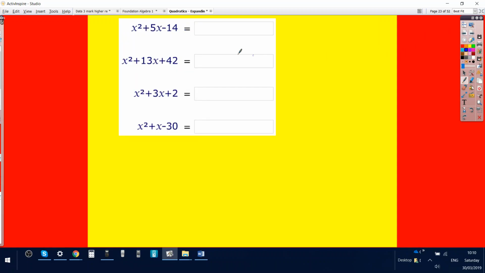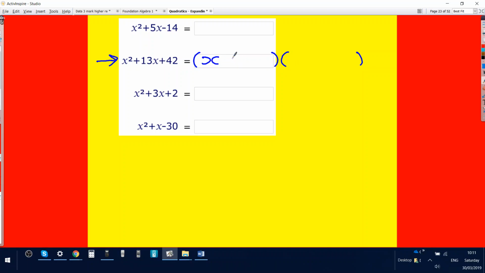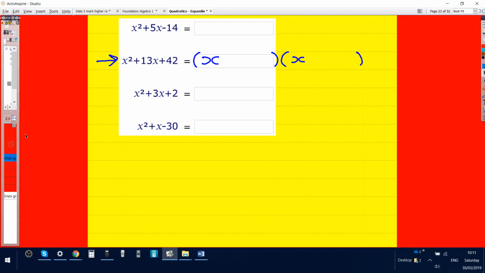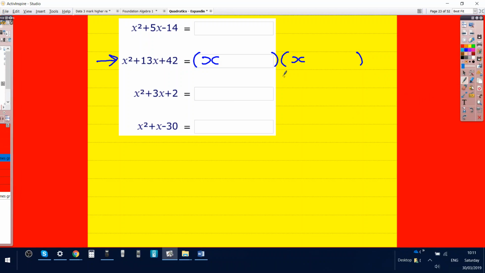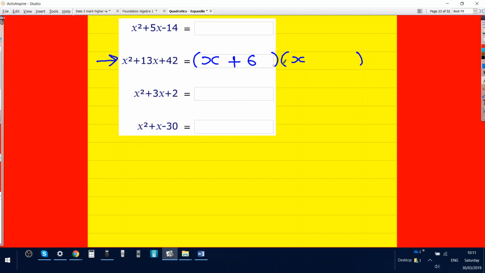What if you had to work in reverse? You had to figure out what brackets it came from. Any idea how you do that? There would definitely be x's in them. So you need to work out what you times together. I usually work out what you get together to times by 42. So that could be 6 and 7. So it'd be x plus 6 and x plus 7.